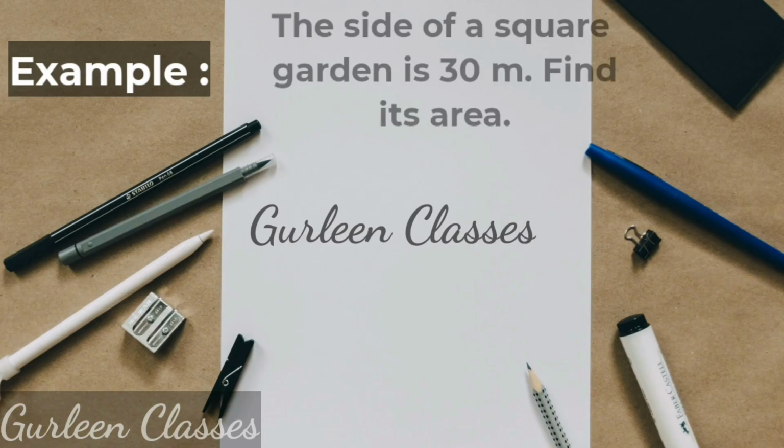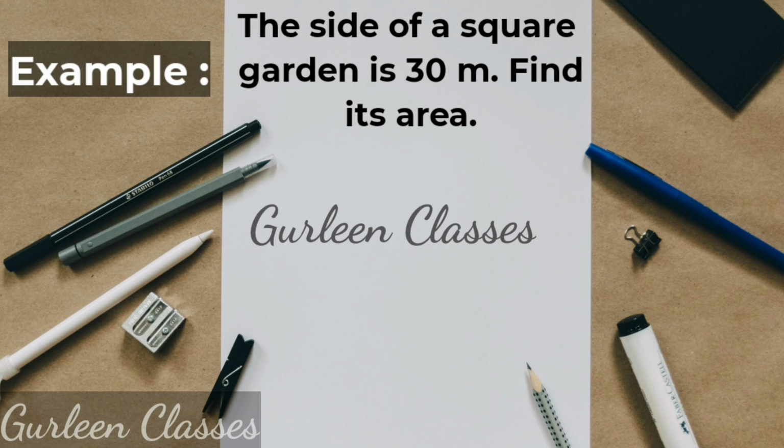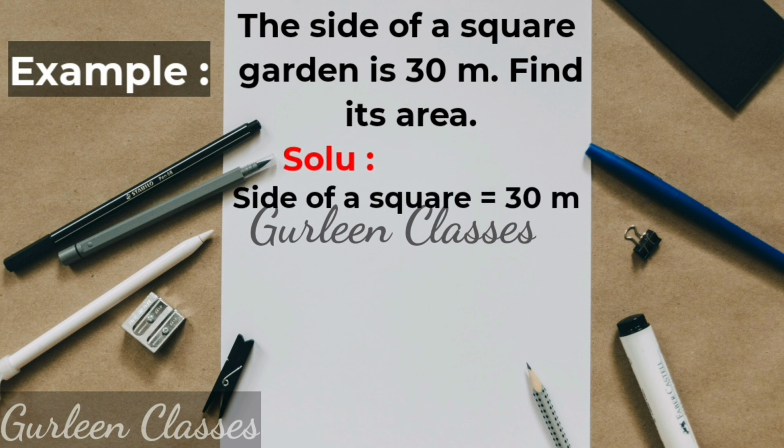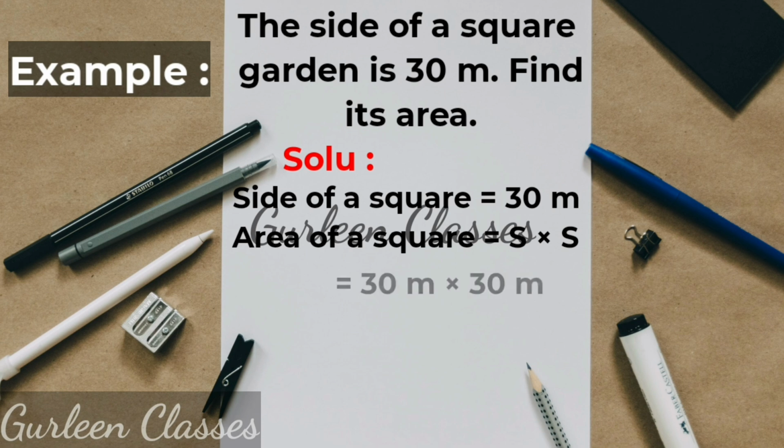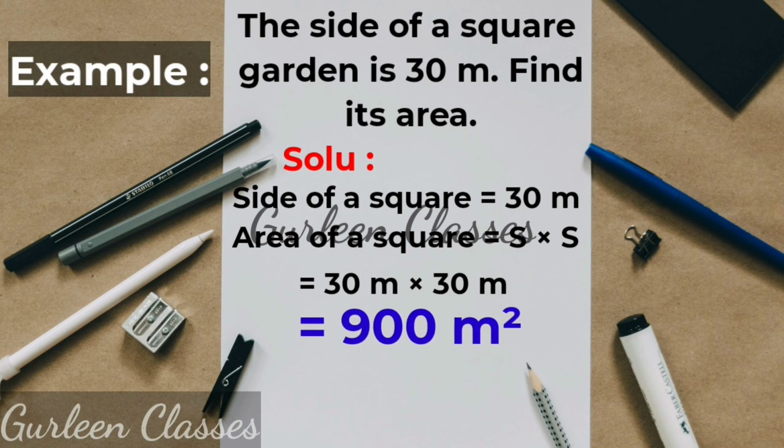Example, the side of a square garden is 30 meters. Find its area. Solution, side of a square is given, 30 meters. Area of a square, write the formula: side into side. That is equal to 30 meters into 30 meters equals 900 meters square.